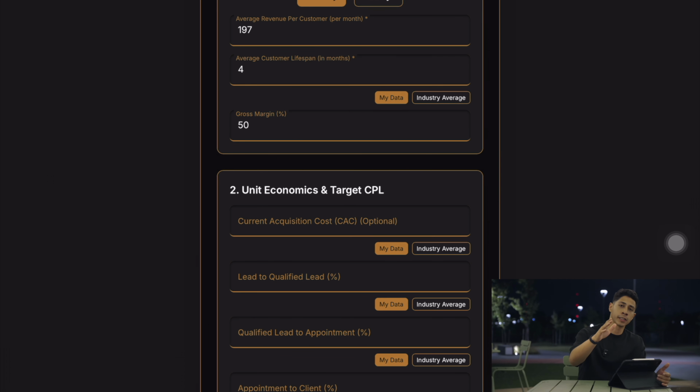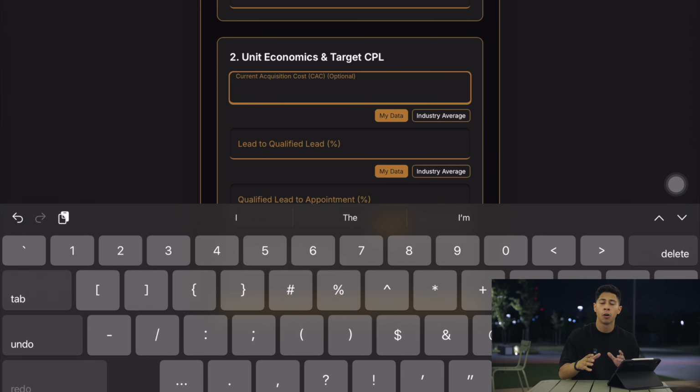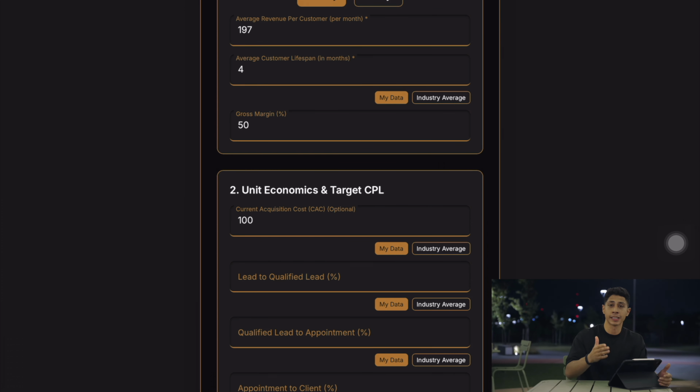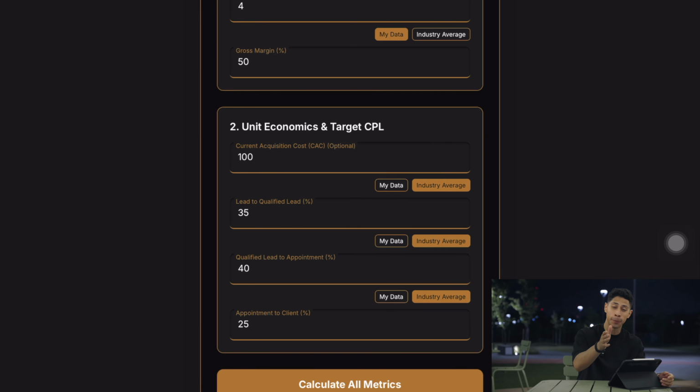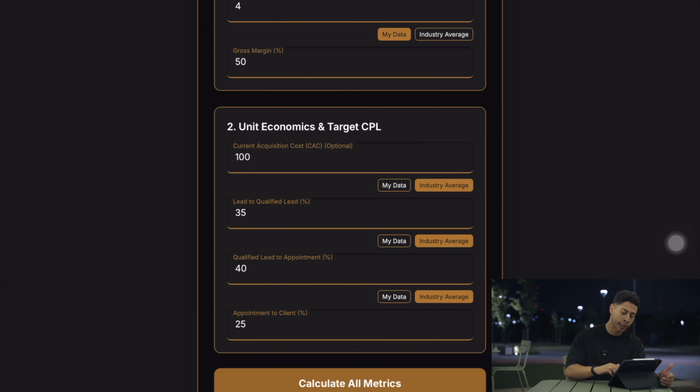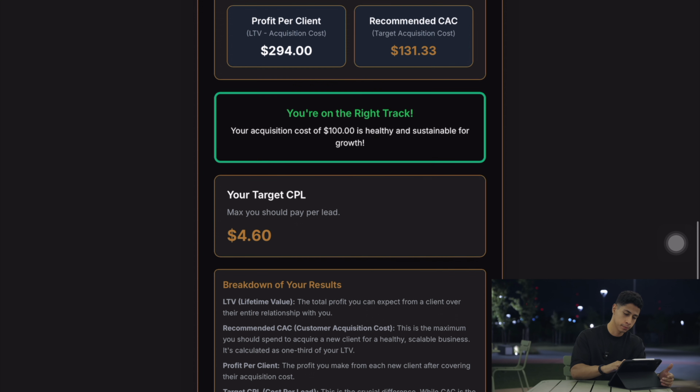Now we're gonna move into section number 2 and using the unit economic and target CPL. If you know what your current acquisition cost is, you can put it here. If not, you can leave it blank. In our case, we're gonna put $100. On the following fields, as I have mentioned before, you can do industry average or you can put your data. In this case, I'm gonna choose for the rest industry average. As you can see, these numbers are a pretty low baseline. So if you wanna improve it, you can just go back to my data and then put another number. Then we're gonna calculate all of our metrics.